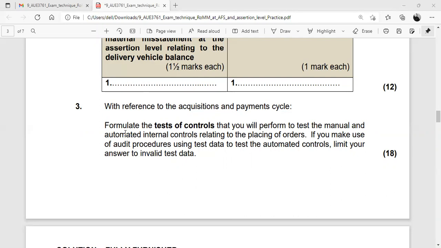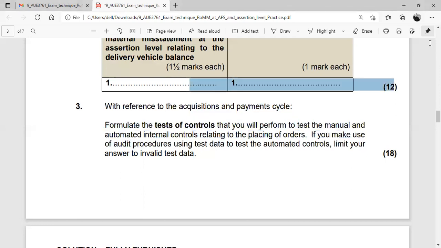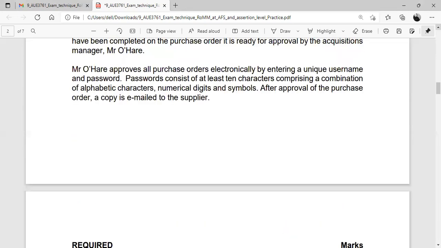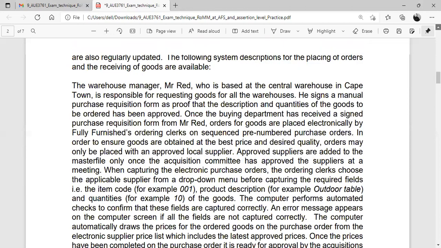And this is relating to the placing of orders. If you make use of audit procedures using test data to test the automated controls, limit your answer to invalid test data. So what would you do when it comes to the placing of orders? Perhaps let's go read more information on this. But generally, what is supposed to happen when an order has been placed? What do you think is supposed to happen?